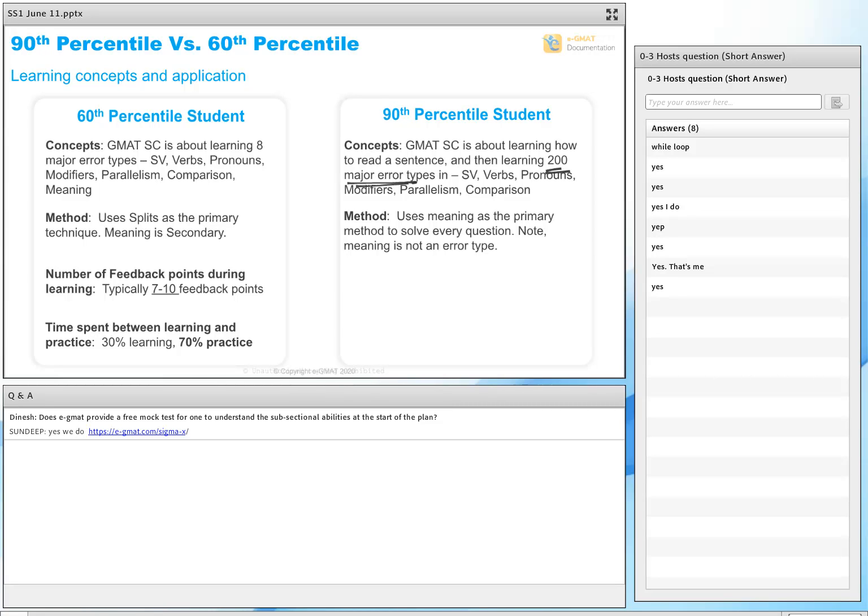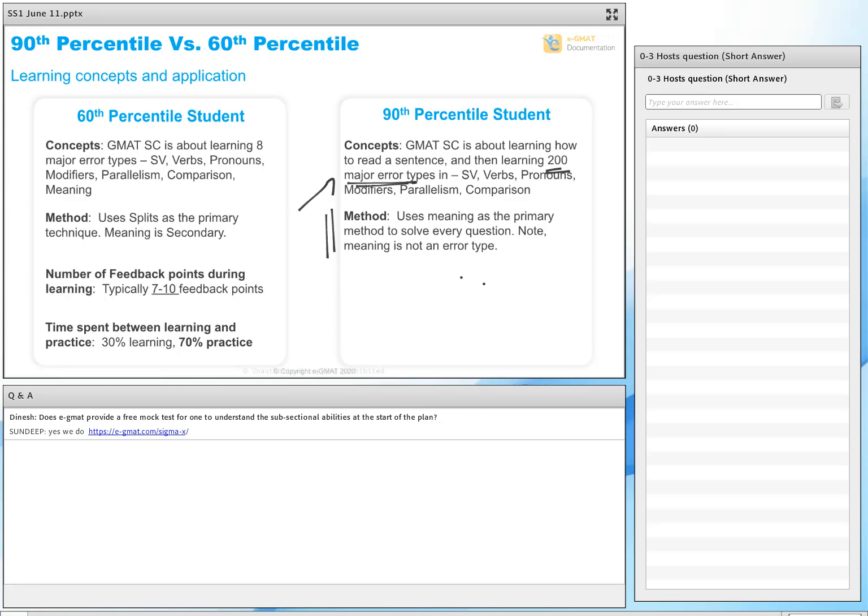For them, for is a major concept type, but it manifests itself into multiple different applications, which is where these 200 different error types come in. For them, meaning is a primary method. For them, learning a programming language is not so much about learning constructs. Yes, you've got to learn constructs. It's about building a mindset of thinking. And for those of you who've learned a programming language, you would agree, right? If you want to be an expert programmer, it's about building a mindset, way more than about knowing constructs.